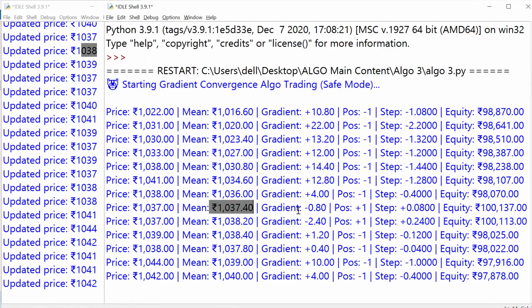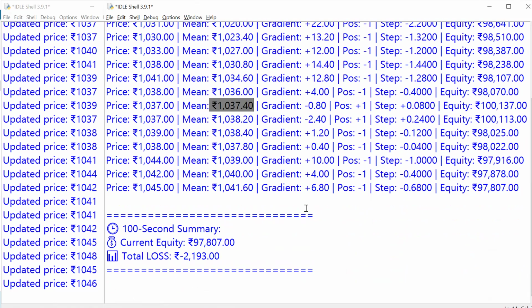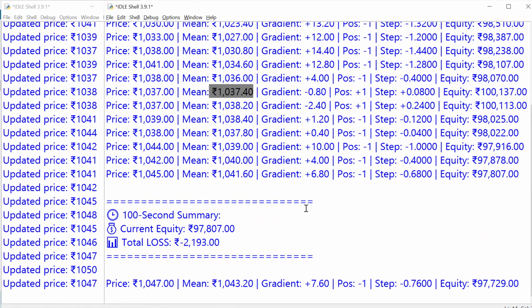And when we subtract it, if it is coming negative, then we are going to buy it. And if it comes to positive, then we are going to sell it. Okay, we have a loss of 2000 rupees in our first cycle. So now the second cycle has started.